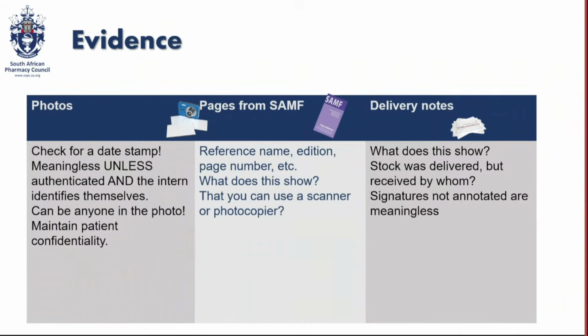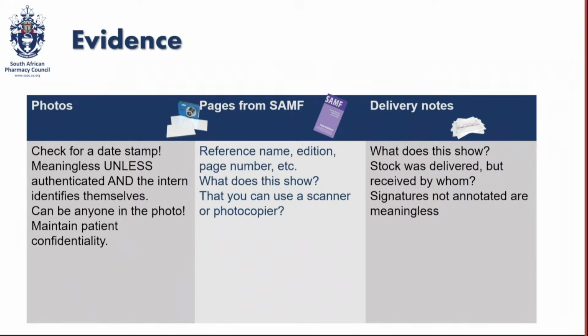Okay. So these are some of the types of evidence we do see. So photos, we are happy to take photos as evidence, but it has to be meaningful. It has to show us something. It must make sense in terms of what the story is. So make sure there's a date stamp on that photo. It's meaningless unless it's authenticated and the intern identifies themselves. It can be anyone in the picture. We don't know everybody as interns. So we need to know who is who in that picture and what they are trying to show.